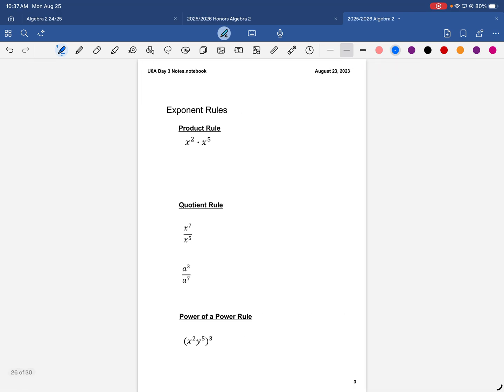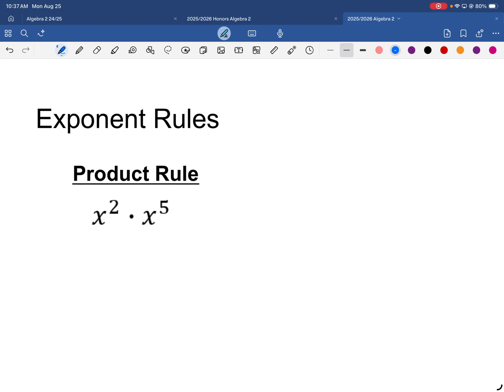Okay, so the next question is, how do we go about multiplying them? What happens if we multiply exponents? And these are our 3 rules. We're going to talk about the product rule, the quotient rule, and the power-to-power rule. So the product rule.